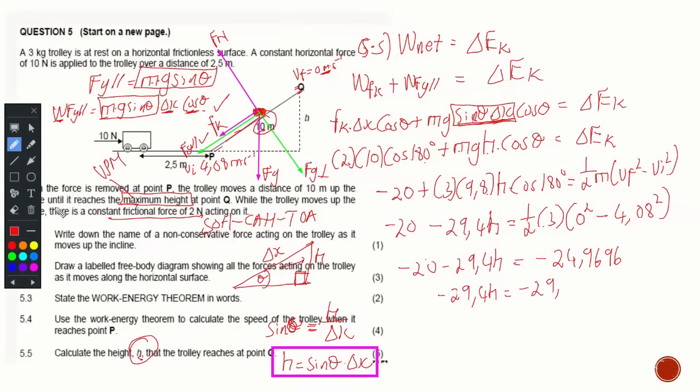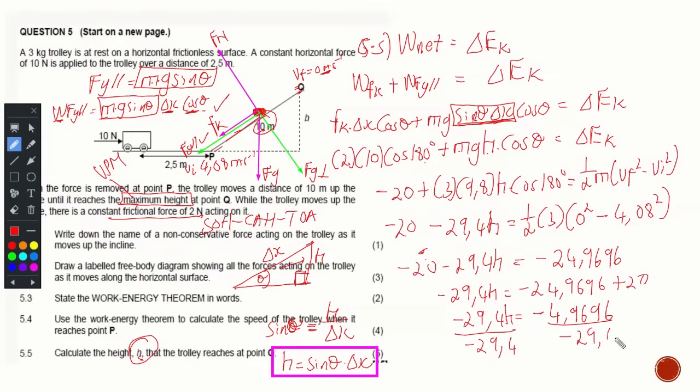24.9696 plus 20. So I took that one over to that side. Then I have negative 29.4 h is equals to that. So plus 20 is going to give me what? Negative 4.9696. Now let me divide, remember h here, let me divide both sides by negative 29.4.